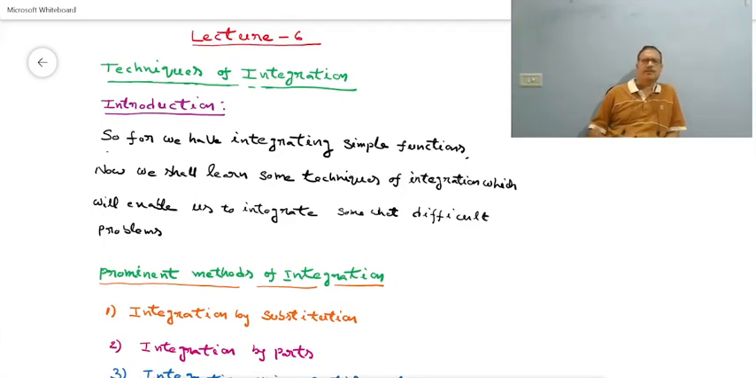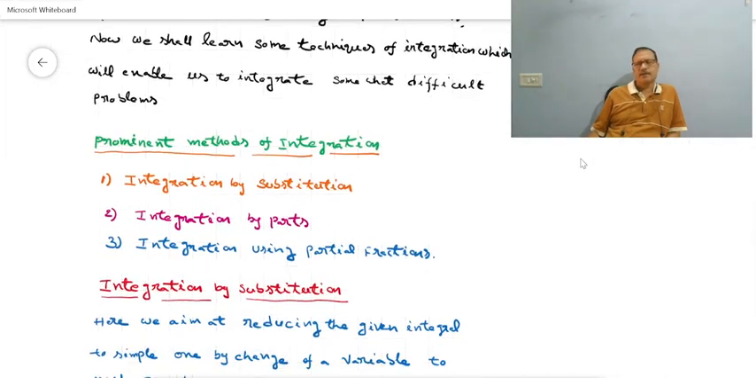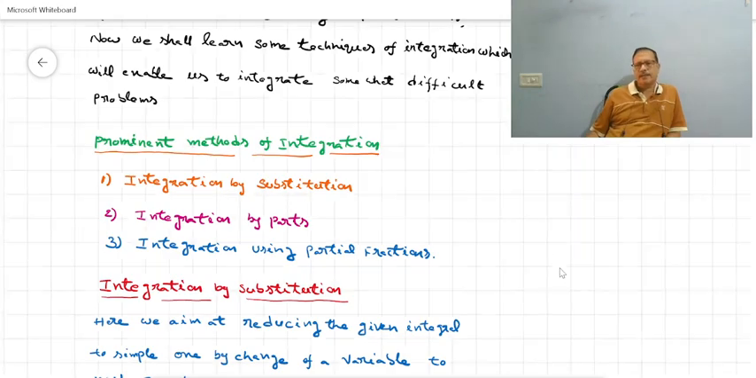So dear students, you're going to learn some techniques of integration. So far we integrated some simple functions. Now you are going to learn some techniques which enable us to integrate somewhat difficult problems. The prominent methods of integration are: one is integration by substitution, next integration by parts, next integration by using partial fractions.